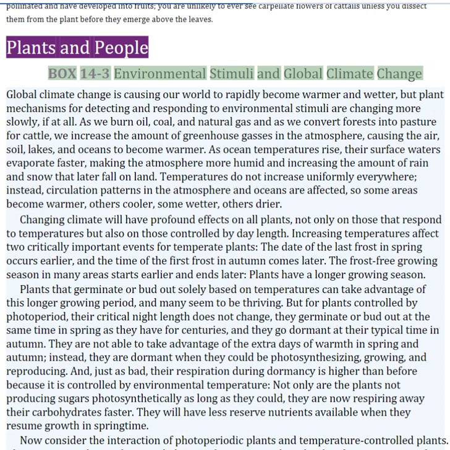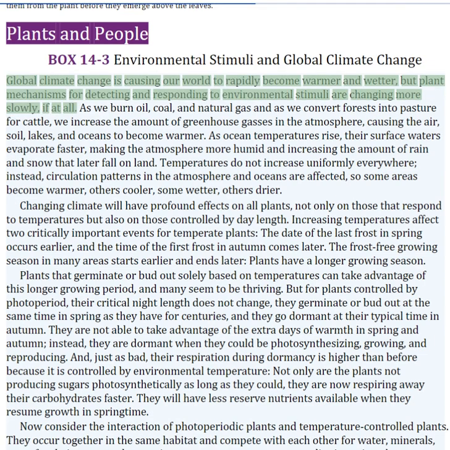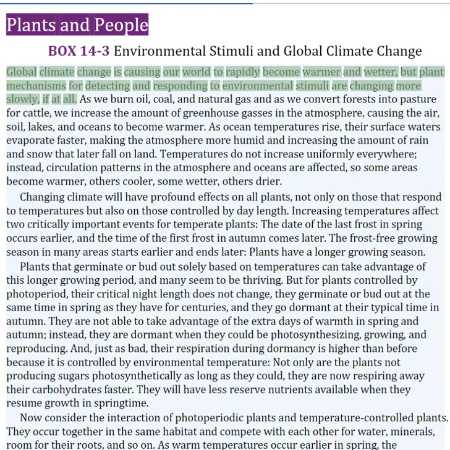Plants and people. Box 14-3 Environmental Stimuli and Global Climate Change. Global climate change is causing our world to rapidly become warmer and wetter, but plant mechanisms for detecting and responding to environmental stimuli are changing more slowly, if at all.